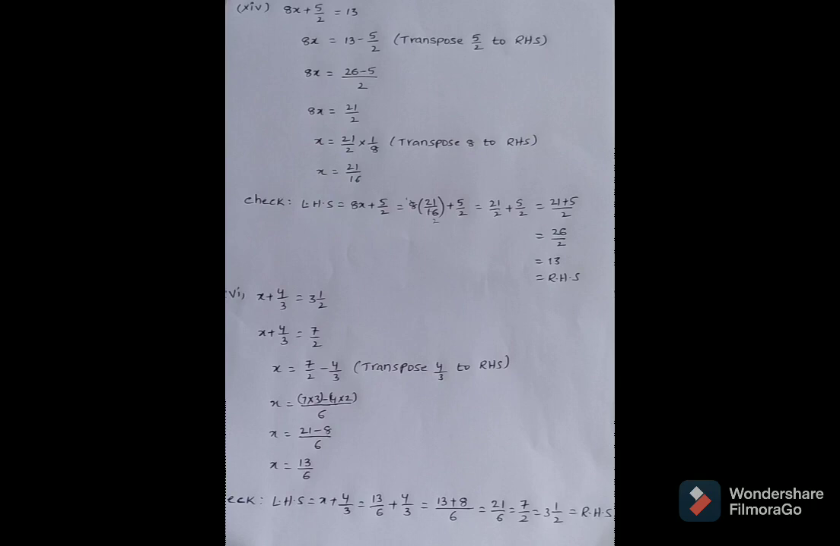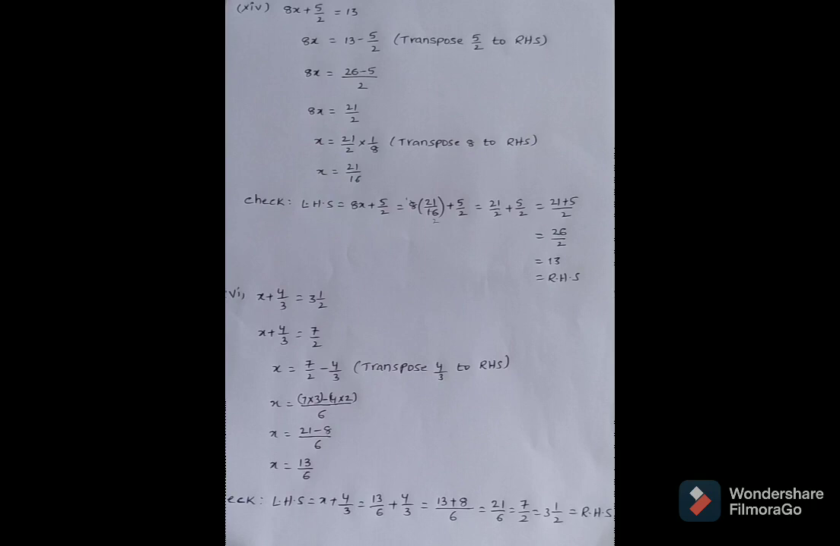Check. LHS is equal to x plus 4 by 3. What is x value? 13 by 6. So 13 by 6 plus 4 by 3. Here the denominators are 6 and 3. So LCM is 6. So numerators 13 plus 3 2s are 6, so 2 into 4, 2 4s are 8. 13 plus 8 by 6. That equal to 21 by 6.